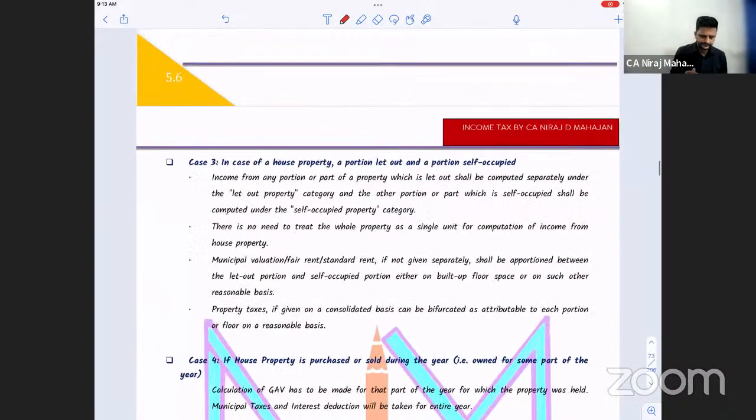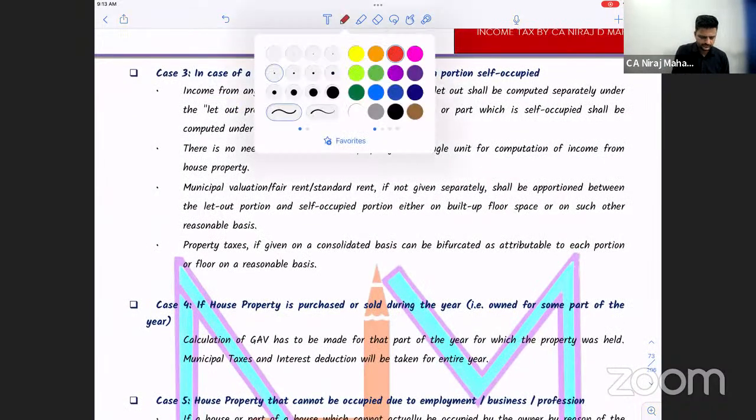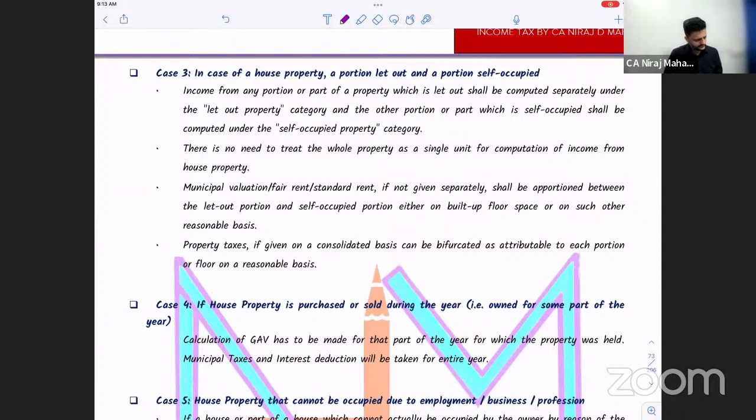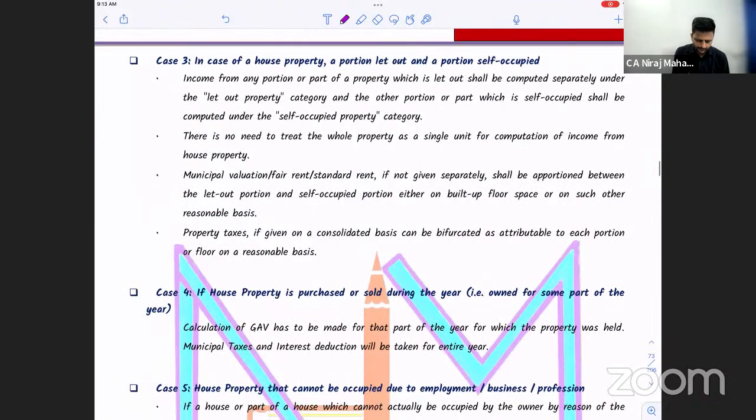Case 3. Ready, everybody? In case of a house property, a portion is let out and a portion is self-occupied. In old buildings you can see 3 or 4 floors, where 1 or 2 flats are given on rent and the remaining are self-occupied. That way.